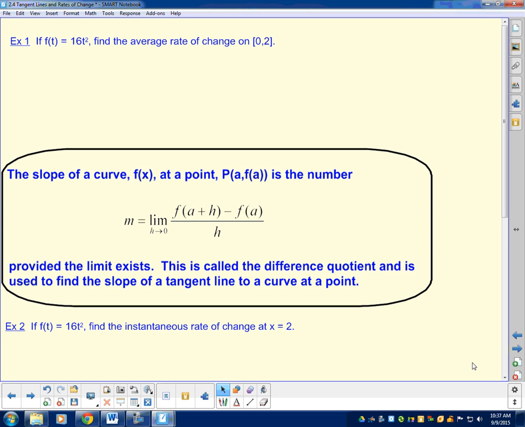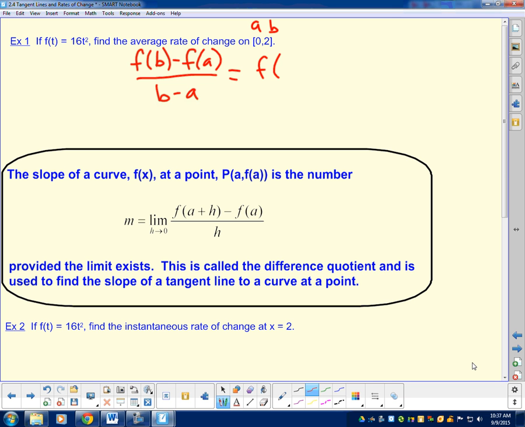All right. So here's an example. If f of t equals 16t squared, find the average rate of change on 0, 2. So we know our average rate of change equation, when we're given a function, is f of b minus f of a over b minus a. Well, in this case, a is 0 and b is 2. So I have f of 2 minus f of 0 over 2 minus 0.